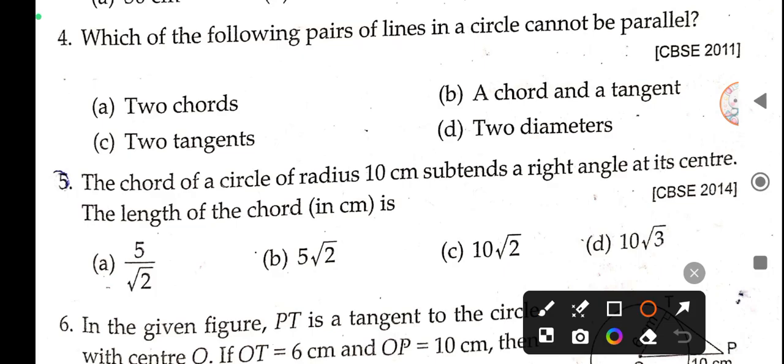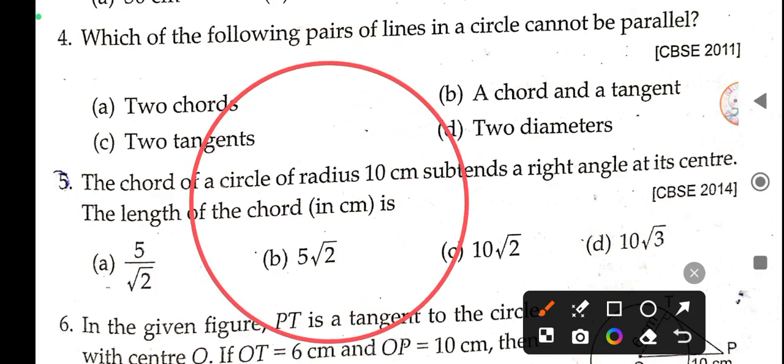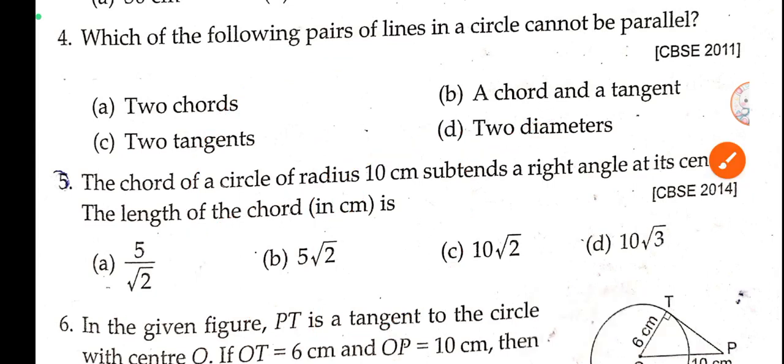But two diameters, what does it say? A diameter is the largest chord, which crosses the center. So O is the center, so this is a diameter. Now can we draw any other diameter? Yes, we can draw. So let's draw it. But are these two diameters parallel? No, they are not parallel, they are intersecting. So this is our answer, option number D.